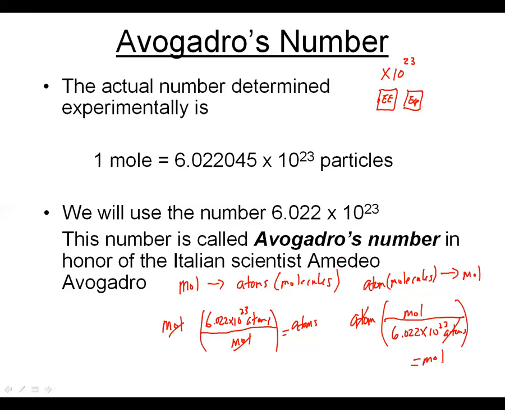So you're going to go from moles to atoms, or you may go from moles to molecules. We'll talk about the distinction between those in just a second. Or again, if you have something in atoms or molecules and you need to convert them to moles, then obviously you would use Avogadro's number as well.